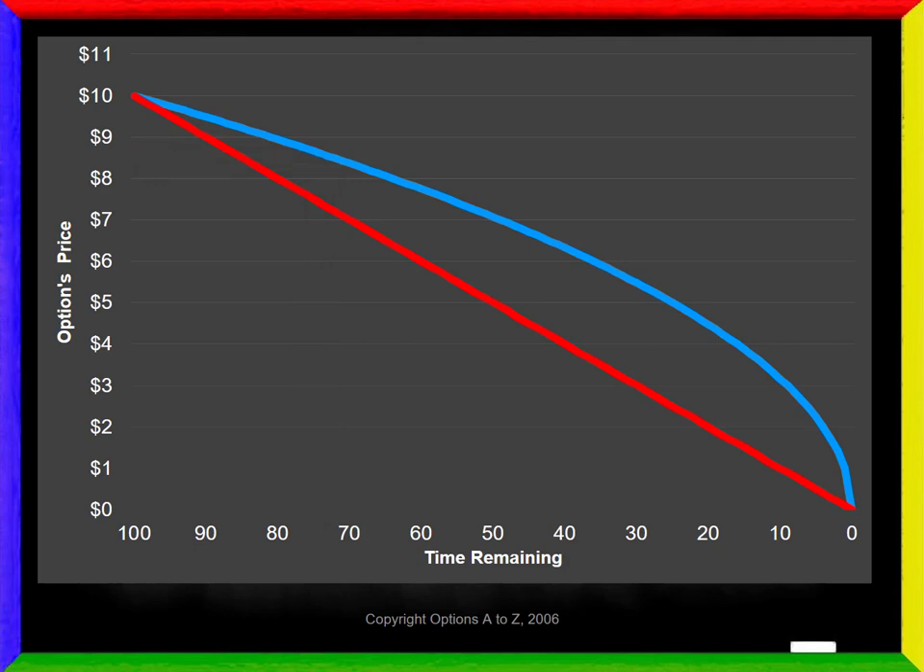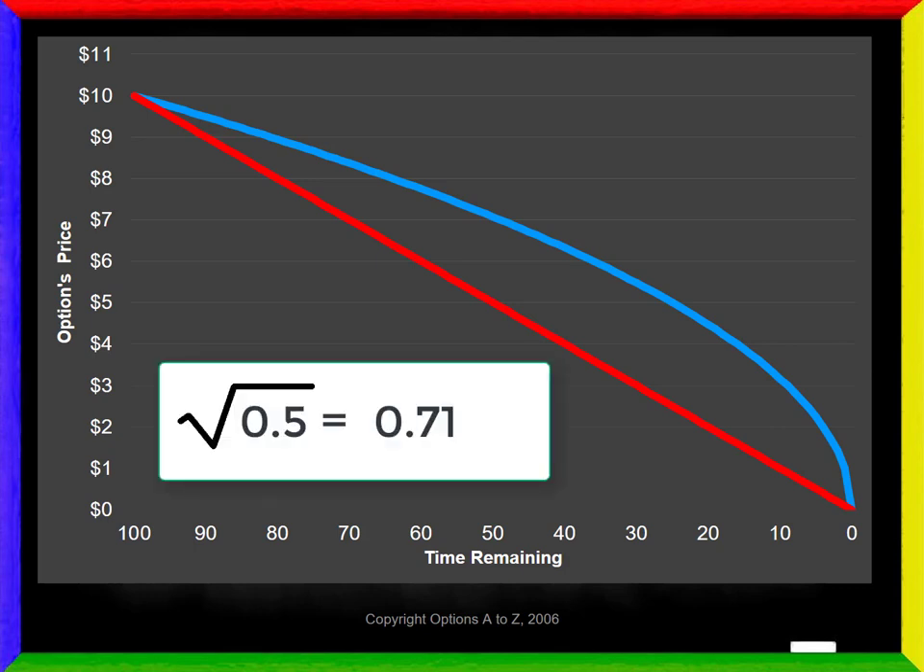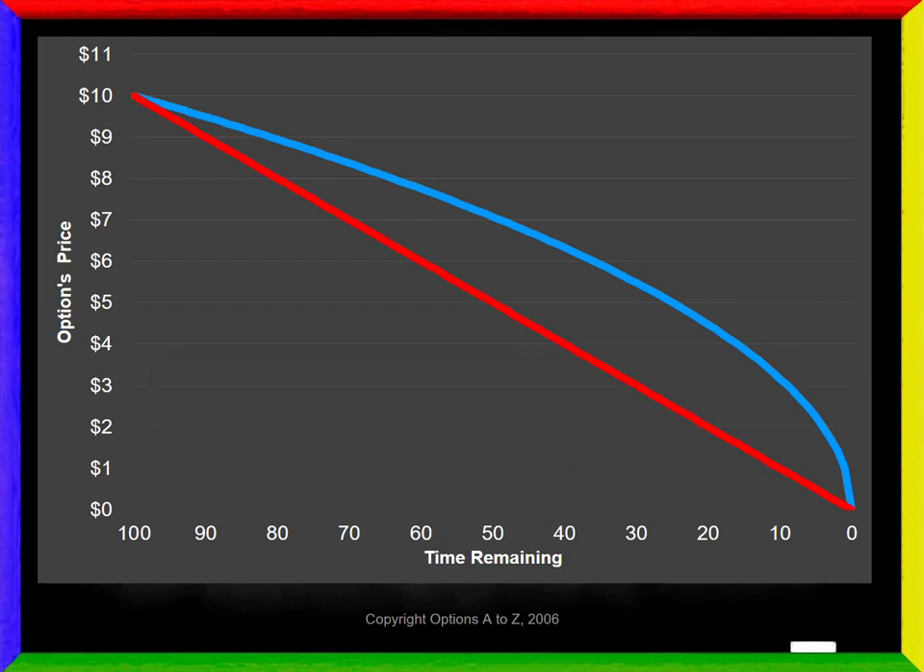What happens to the options price when 50% of the time remains? Take the square root of 0.5, and you'll get 0.71. That means when 50% of the time remains, the option will retain 71% of its value, which is to say that it's lost 29% of its value. And once again, right here on the graph, that's exactly where it lines up. At 50% of the time remaining, the options price is $7.10. Notice that it's not $5 like it would be under a linear relationship.